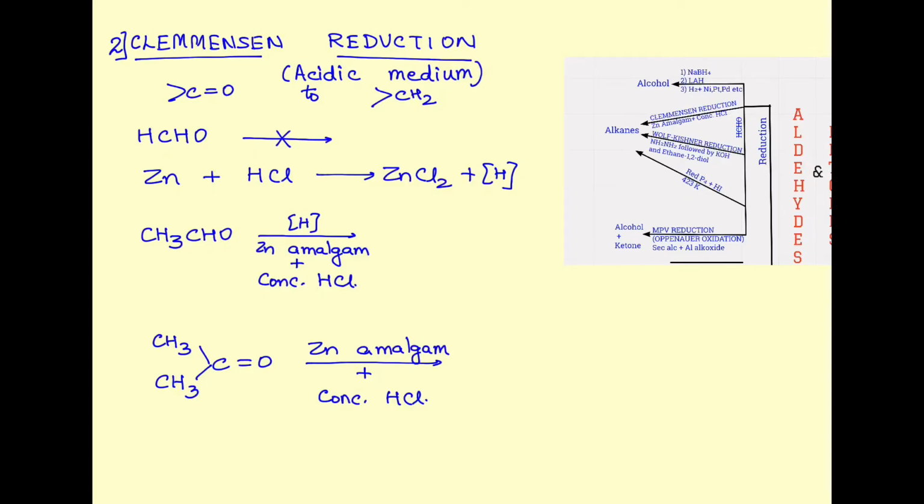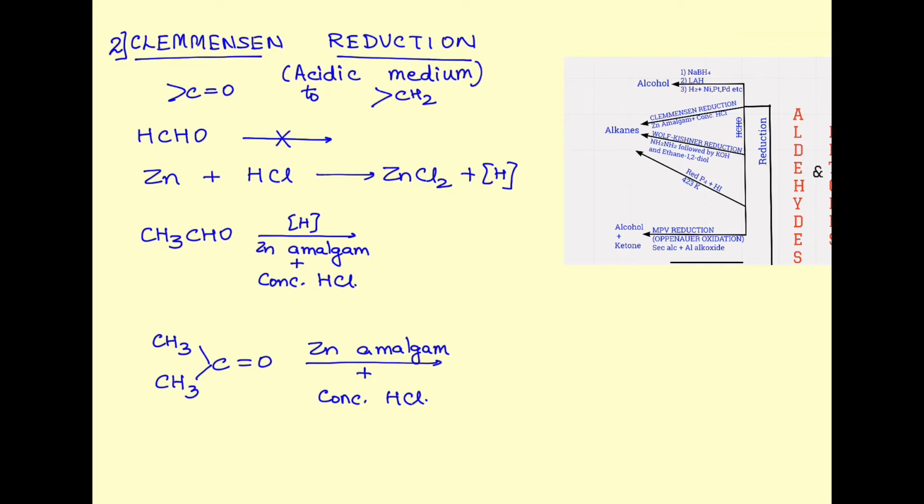What is the role of zinc amalgam in concentrated HCl? Yes, this is liberating hydrogen, the active hydrogen known as nascent hydrogen, which is going to reduce the carbonyl compound. So go ahead and write the product over here. We've done it just now.